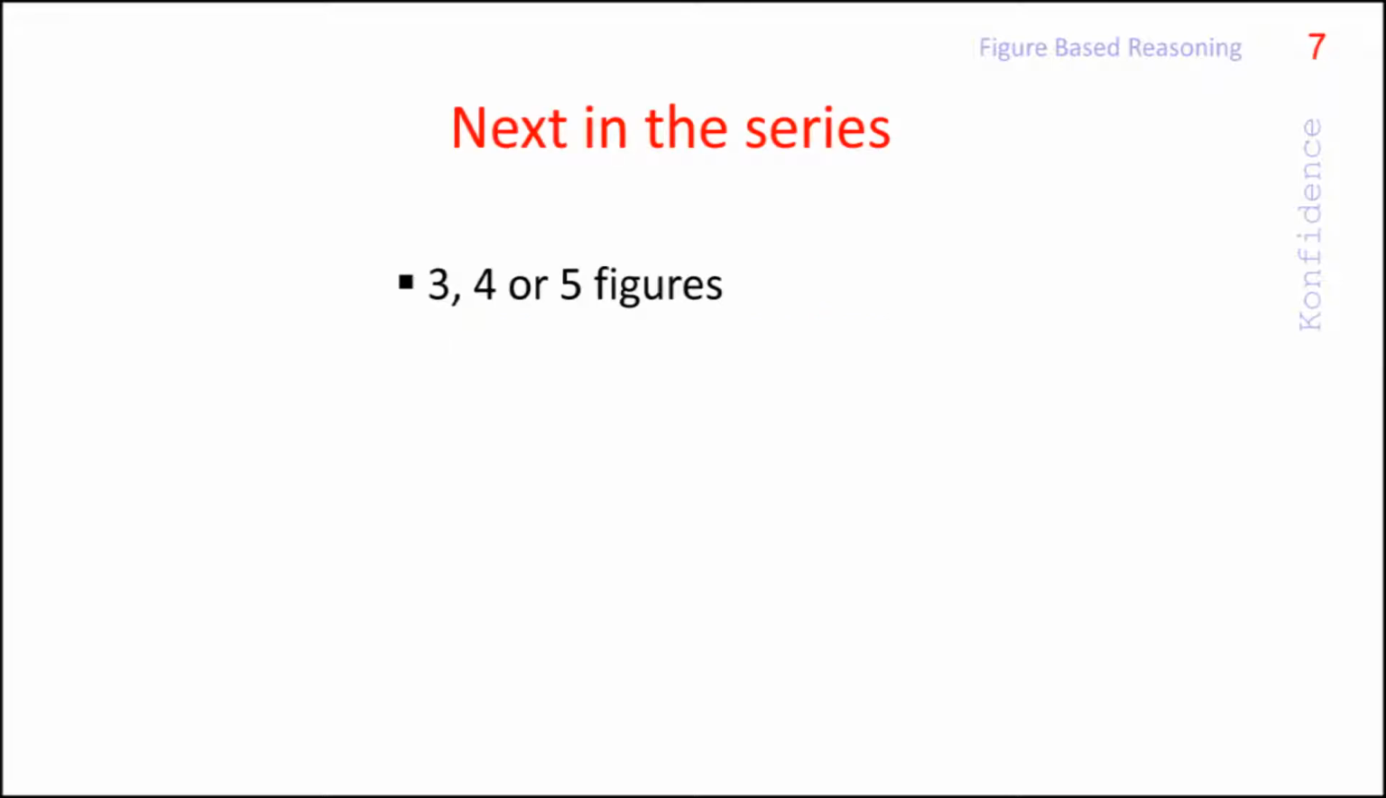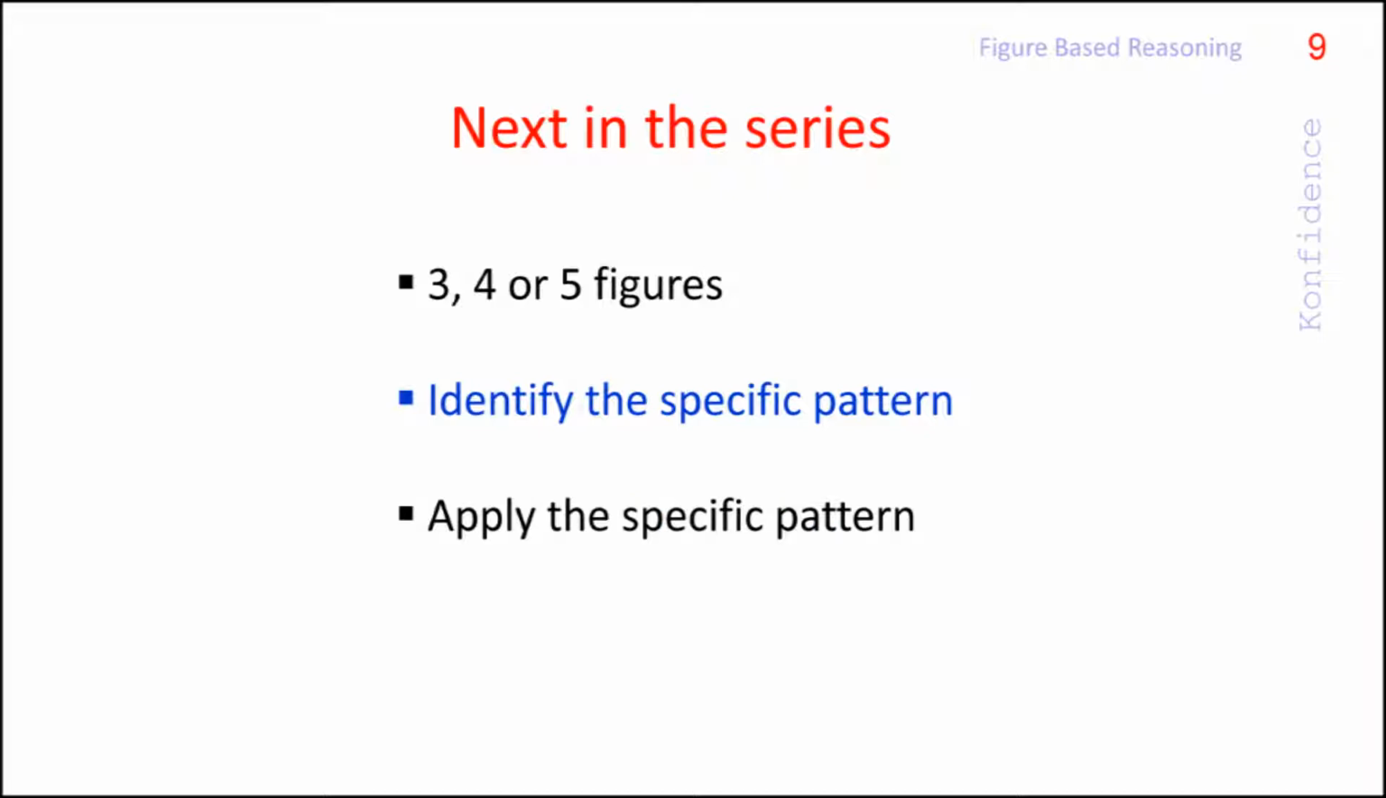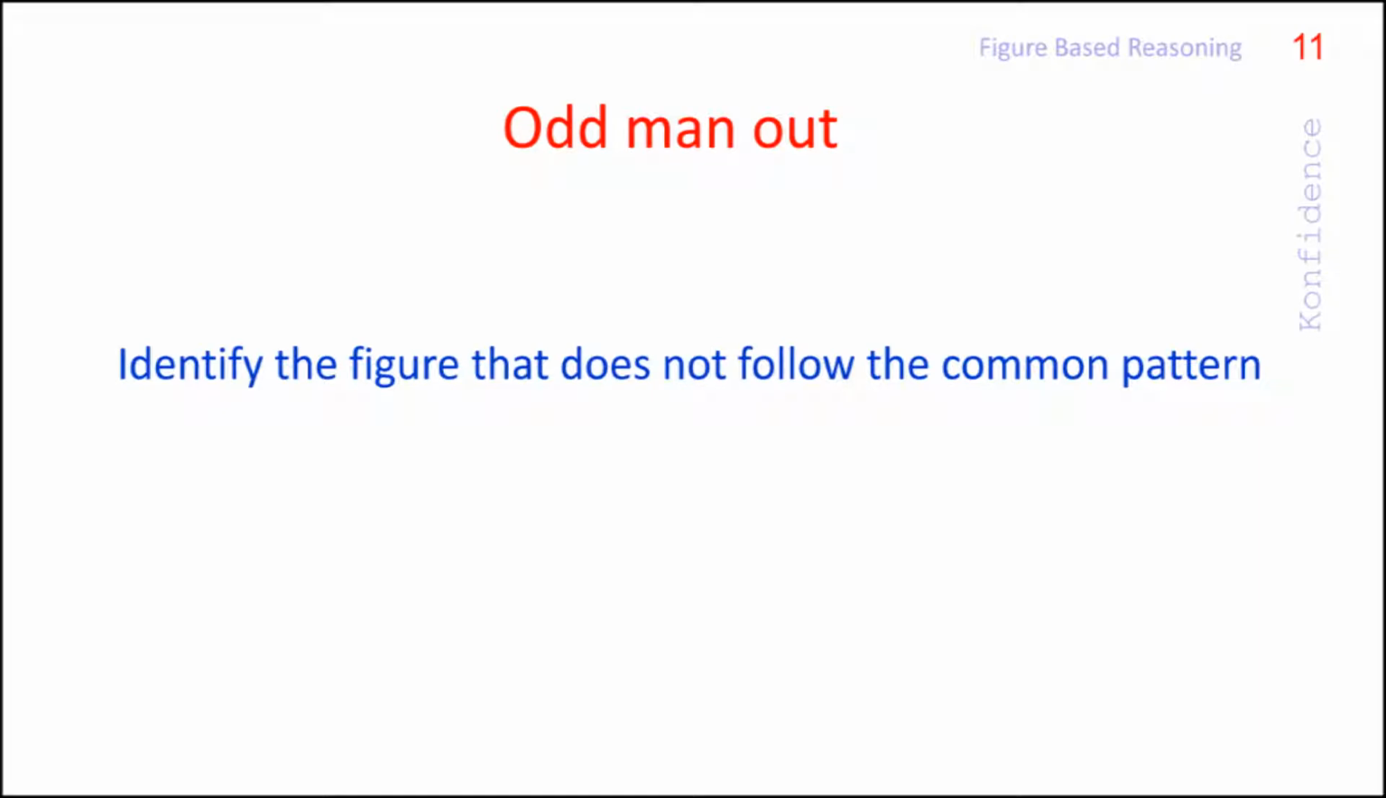In next in series questions, there will be 3, 4, or 5 figures, and there will be a specific pattern which needs to be identified and then applied to find out the next figure in the series. In odd man out questions, the procedure is the same, but the one figure that does not follow the common pattern is to be identified.